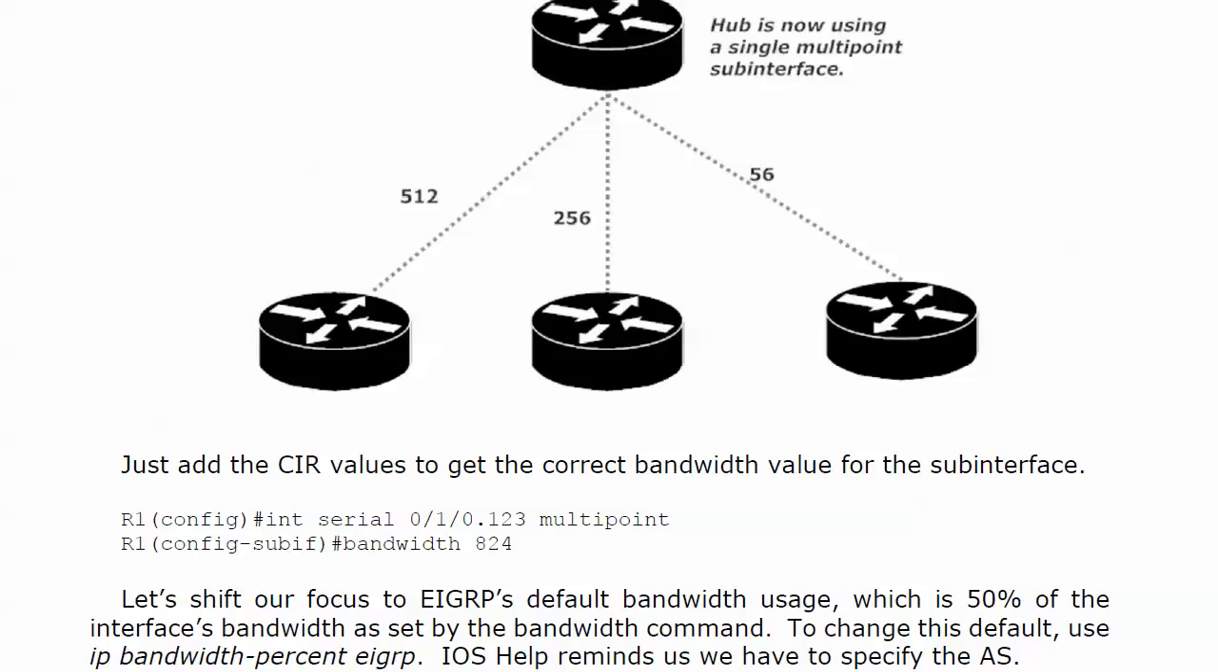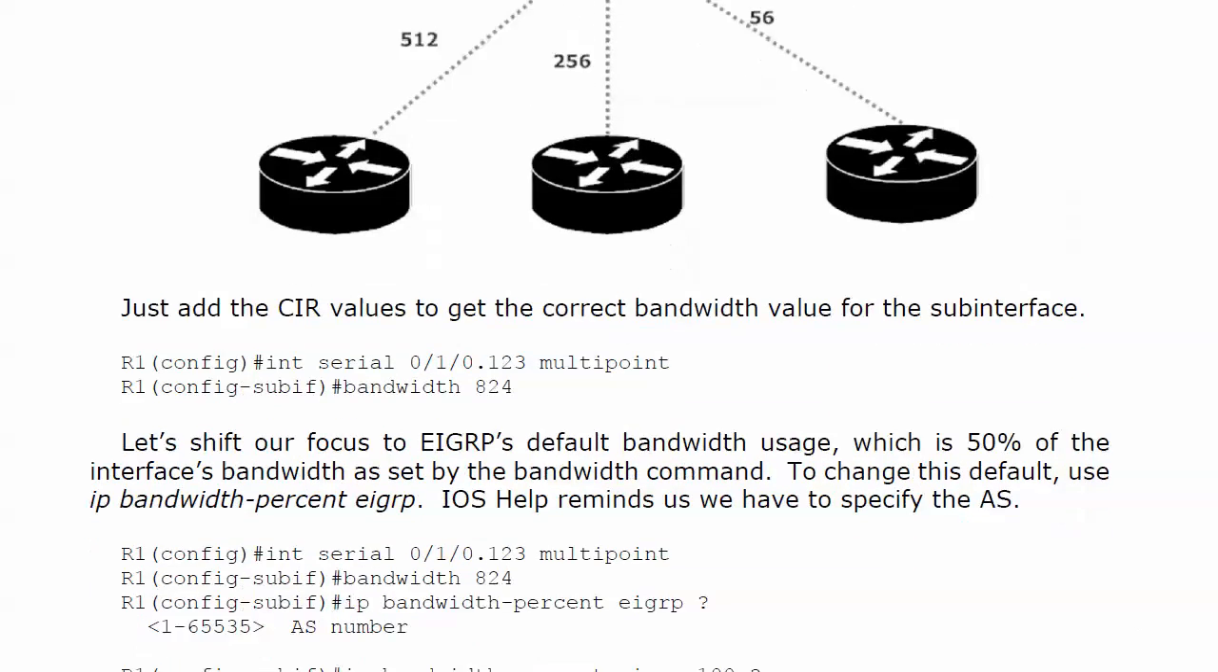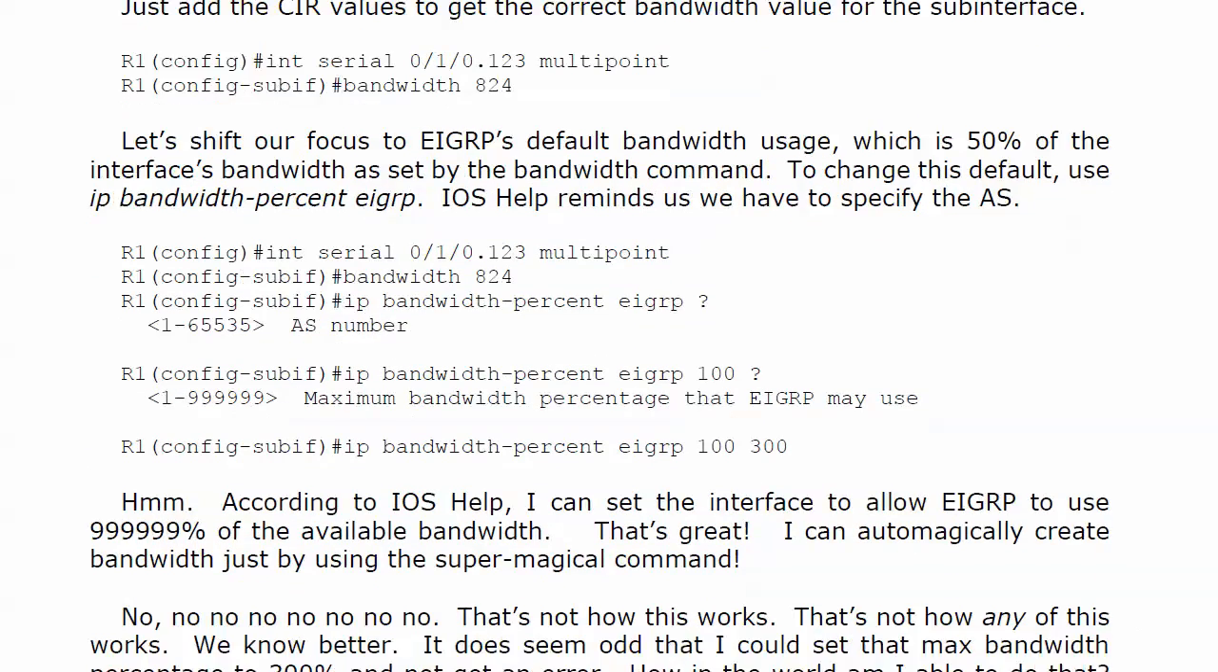Now, let's shift our focus back to EIGRP a little bit. EIGRP's default bandwidth usage is 50% of the interface's bandwidth as set by the bandwidth command. Okay? So to change that default, you use the ip bandwidth-percent eigrp command. And of course you know that we got to use the AS number in there somewhere.